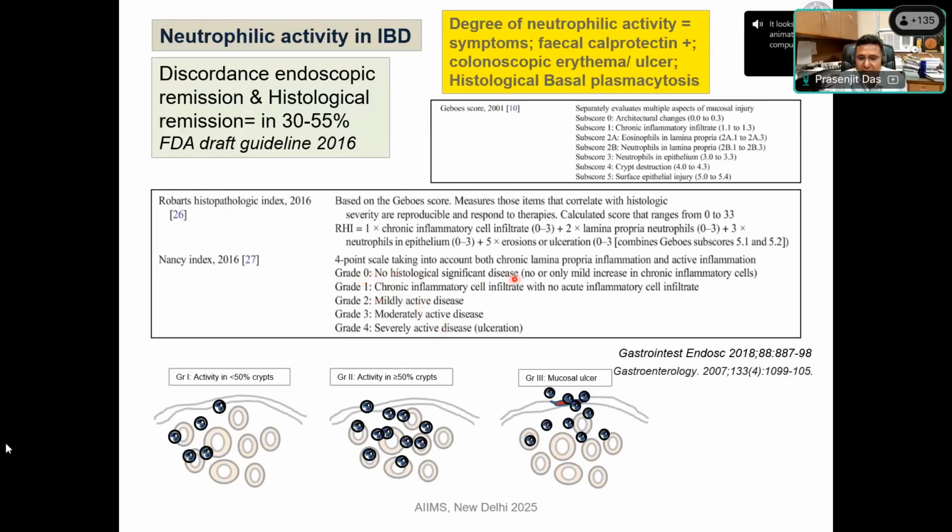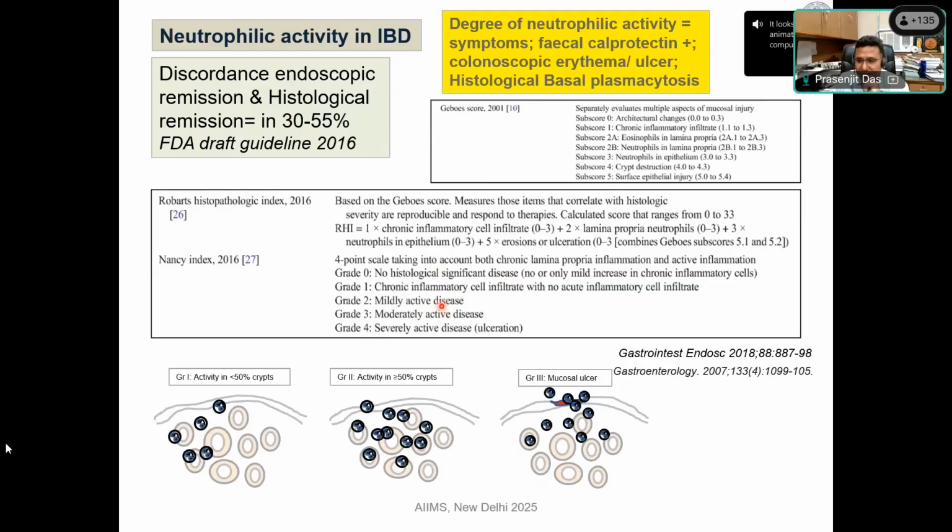Grade 0, there will be no histologically significant disease. That means the mucosa has healed. So when we call something healing, the architecture has become normal, no neutrophilic activity, no significant mononuclear cell infiltrate, no basal plasmacytosis, no eosinophilia. All these 5 features make grade 0. Grade 1 means chronic inflammatory cell infiltrate is there, but no neutrophils. Okay? And this chronic inflammatory cell infiltrate should be at least moderate.